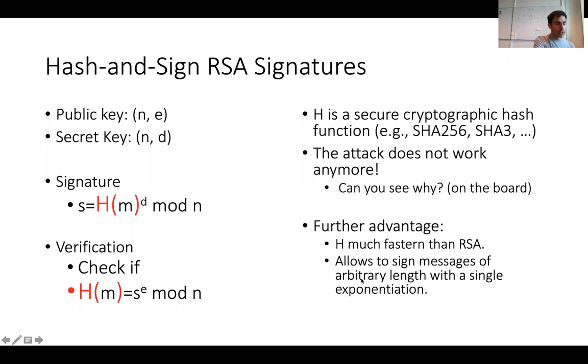And it also gives you the advantage that the signature is of fixed length. You only have to sign one short value, regardless of the length of the message. This means that you can sign messages of arbitrary length with a single exponentiation, and the signature is of fixed length for any length of the message. So those are some other efficiency advantages of hash and sign signatures. But really, the main reason why we introduce the hash function here is because the other version is insecure because of the attack we just saw.